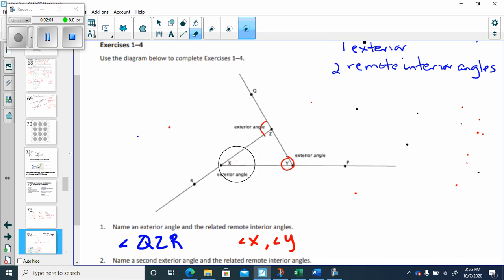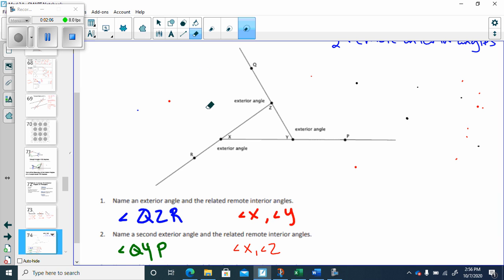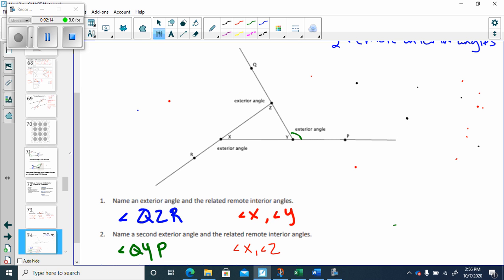Okay? Now let's look at another exterior angle. Number 2 asks us to find a second exterior angle. We'll find another one that's an exterior angle, not that one, but a different one. How about this one? That would be angle, we could call it QYP. Now, what would be the two remote interior angles to it? The two that do not touch it. That would be angle Z and X. See how they do not touch this angle? That would be angle X and angle Z, angle Z and angle X. Order doesn't matter there.